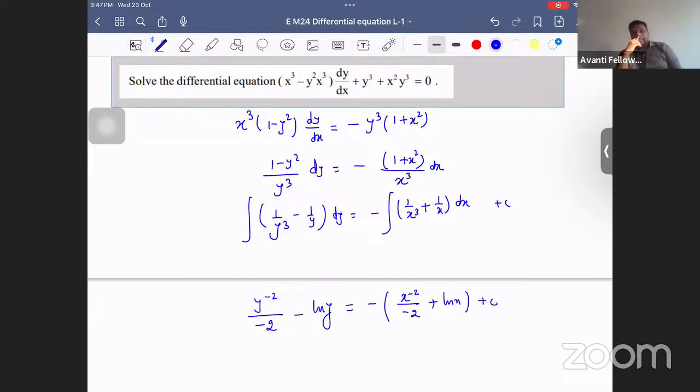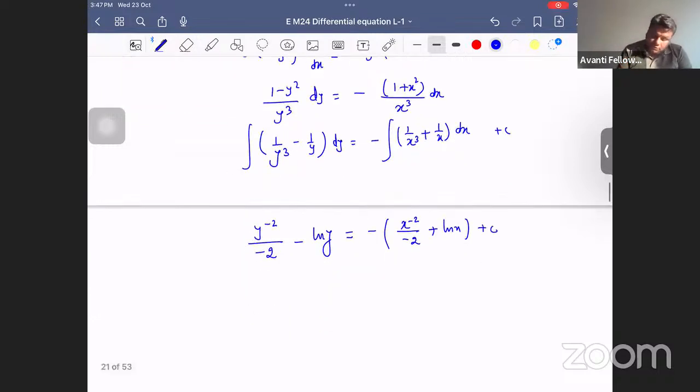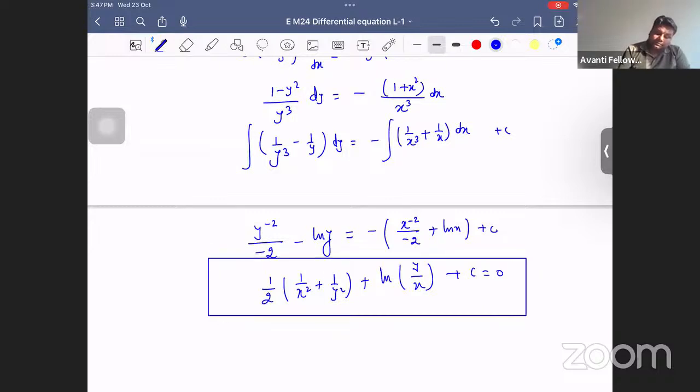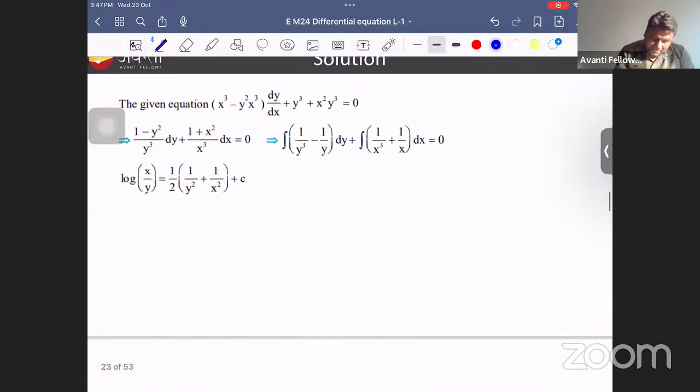See once. So it will be 1 upon 2, 1 by x square plus 1 by y square plus ln of y upon x plus constant is equal to 0. This is going to be your answer. Am I clear? So this is your answer.